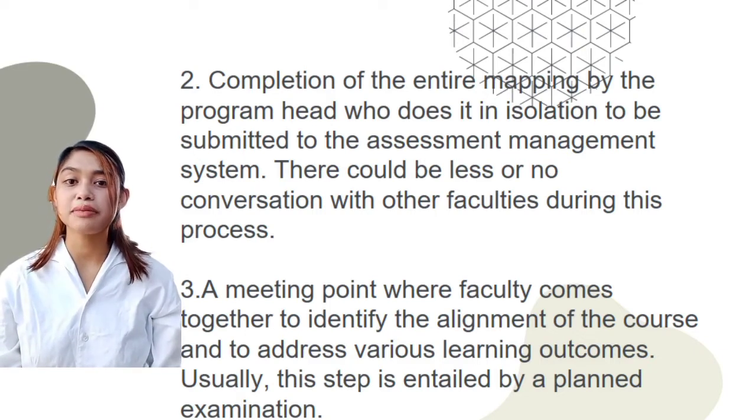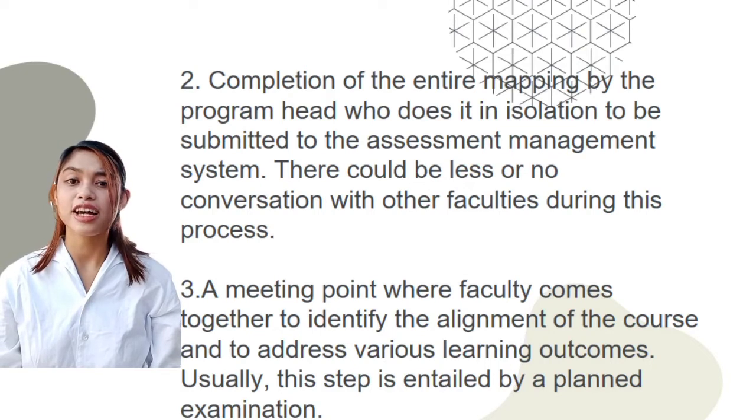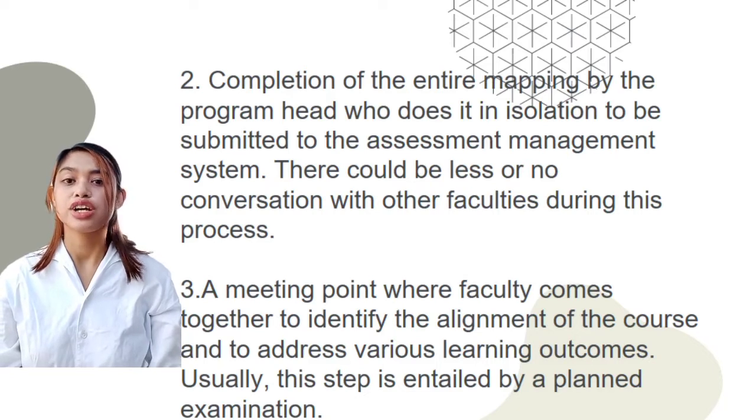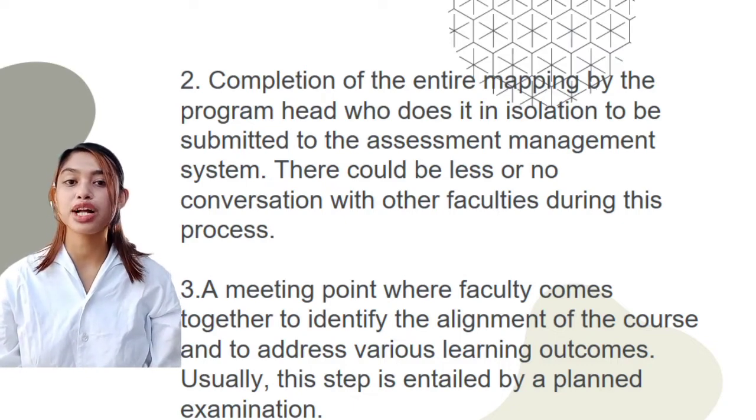So the third one is a meeting point where faculty come together to identify the alignment of the course and to address various learning outcomes. Usually, this step is followed by a planned examination. So for the third one, the faculty comes together. So that is for the traditional process in curriculum mapping.